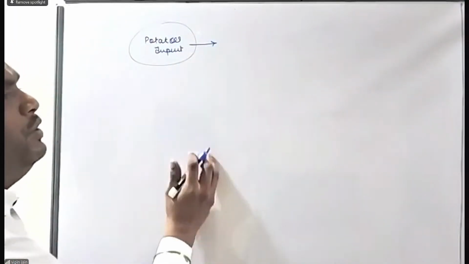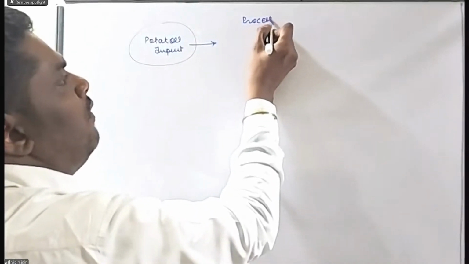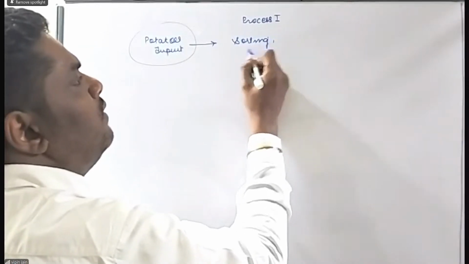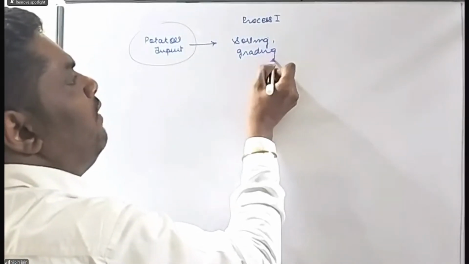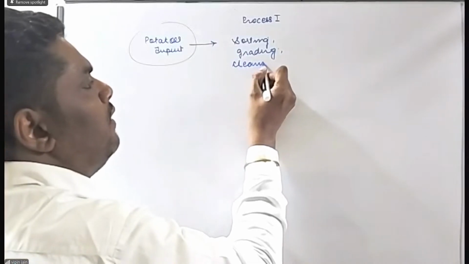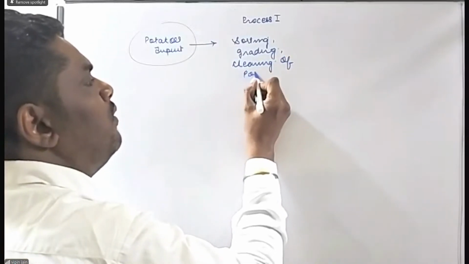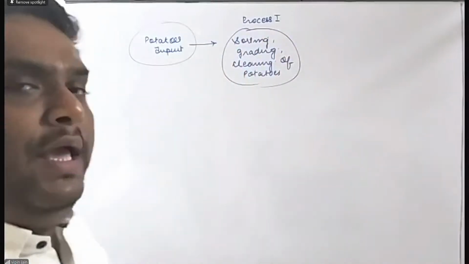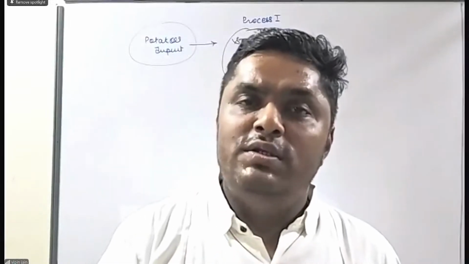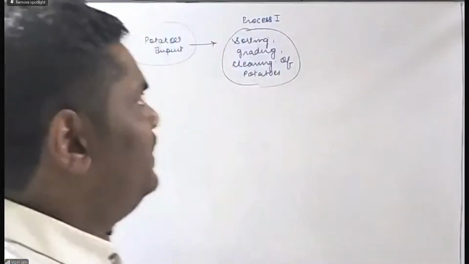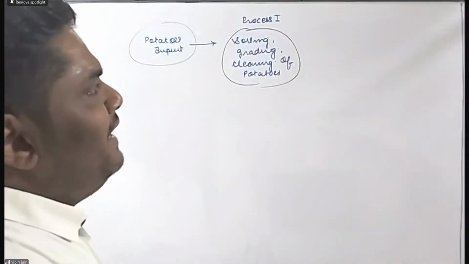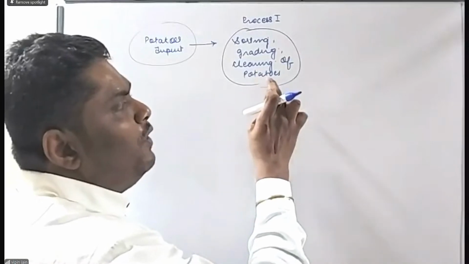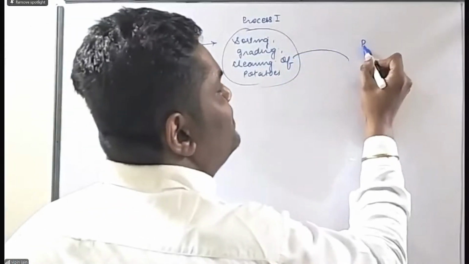Now this input is introduced in process first. Let's say sorting, grading, and cleaning of potatoes. So herein, my input, that is potatoes, are introduced in process first, wherein we do sorting, grading, and cleaning of potatoes. Now, once this process gets over, the output of this process is transferred to the next process.